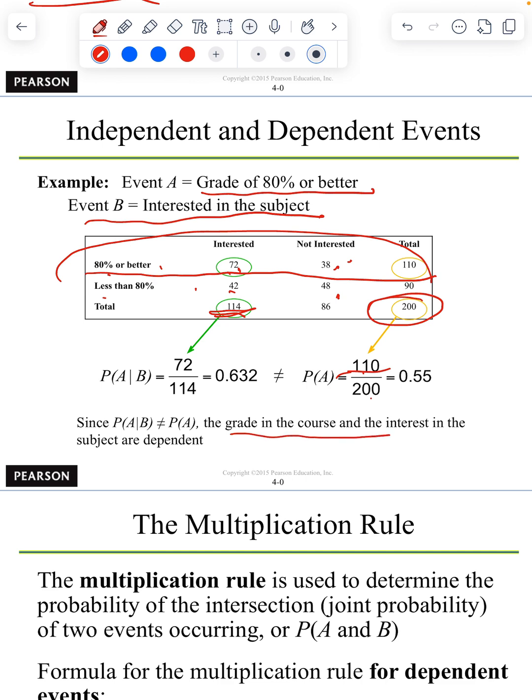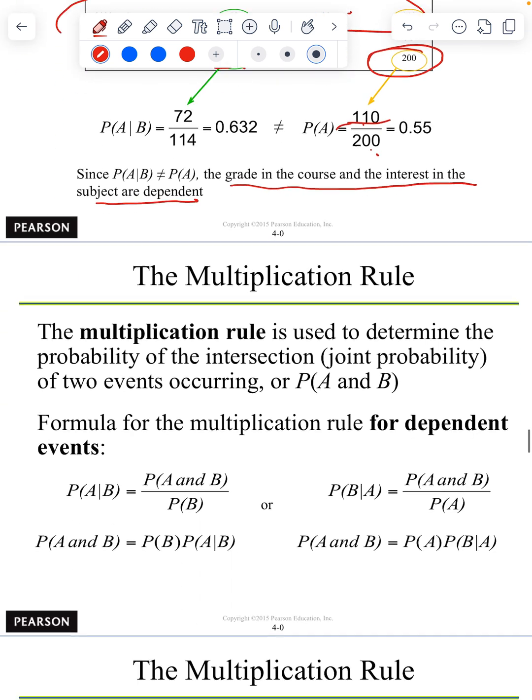The grade in the course and the interest in the subject are dependent, because if you're more interested in a subject matter, generally you're going to put forth more effort, right? So in this scenario, 110 students over 200 total students scored 80% or better.